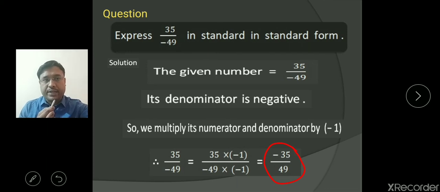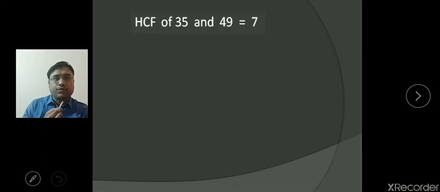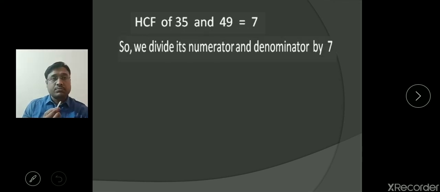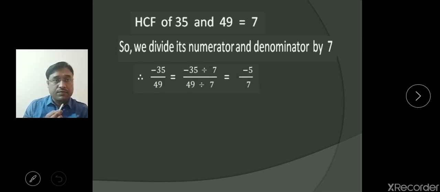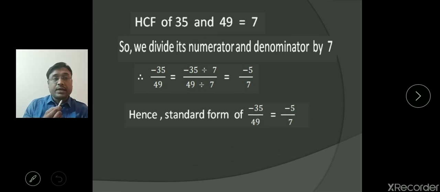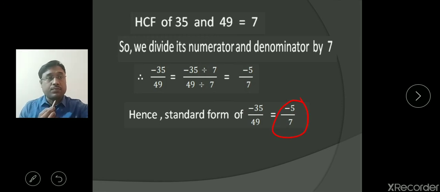Now we will divide by their HCF. The HCF of the denominators 35 and 49 is 7. So divide both the numbers. We divide its numerator and denominator by 7. Then we get minus 35 divided by 7 over 49 divided by 7. So the result is minus 5 by 7. Hence the standard form of minus 35 by 49 is minus 5 by 7. This is the standard form.